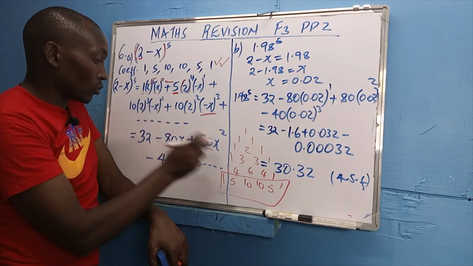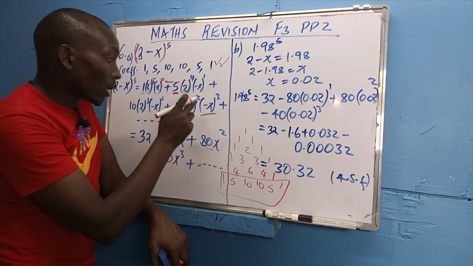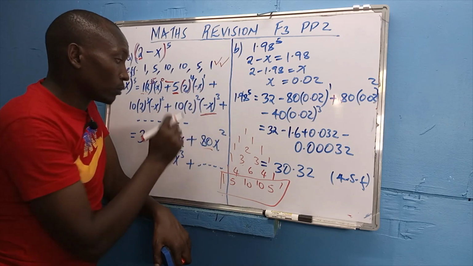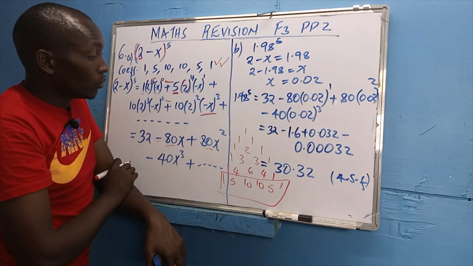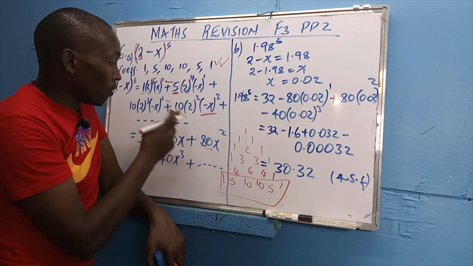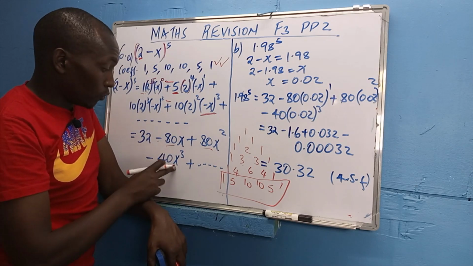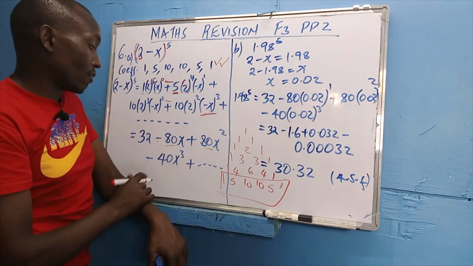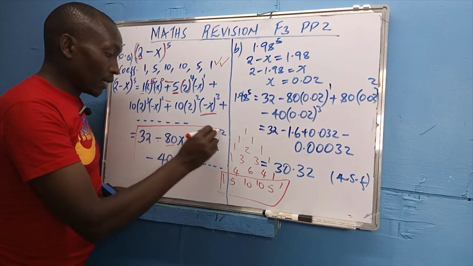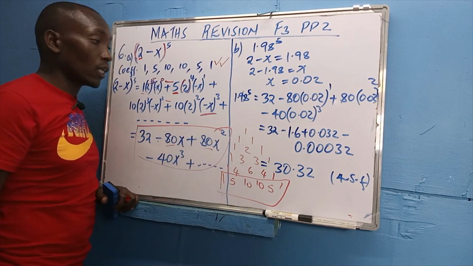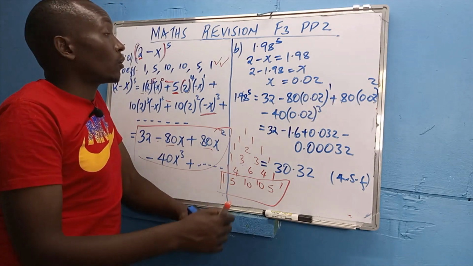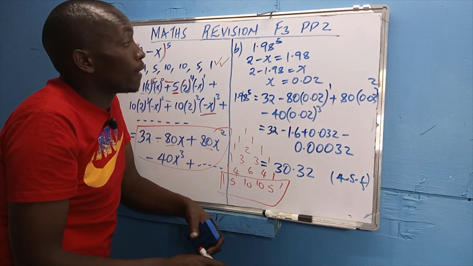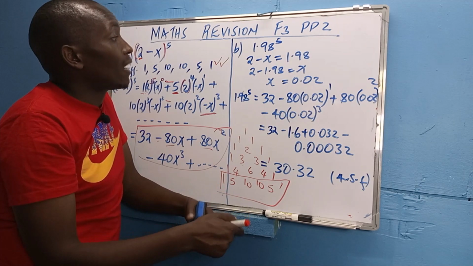Good. X now is squared. We go on. Negative x cubed means finally it is negative. So this sign will have to change to negative. So 2 times 2, 4. 4 times 10, 40. 40x cubed. So that is the end of it. Remember, this is the expanded form of the binomial expression we have there. Part B, you're supposed to apply this.